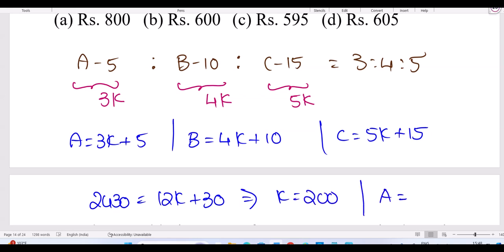Many people will do 3 into 200, 600 as the answer, but the answer is 605. It is 3k plus 5, right? Put the k value there and we get 605 as the answer. 605 is your answer. B value means 810, right? A, B, C are not 3, 4, 5 directly. Some value is reduced, then it is equal to the 3, 4, 5 ratio.